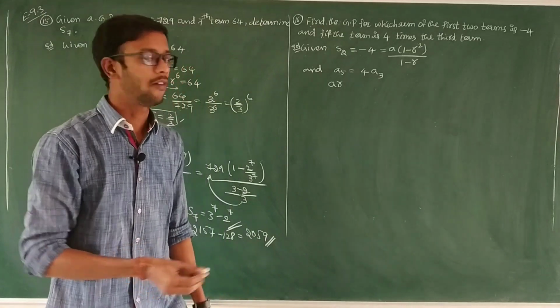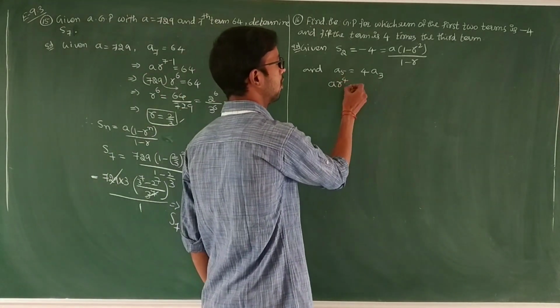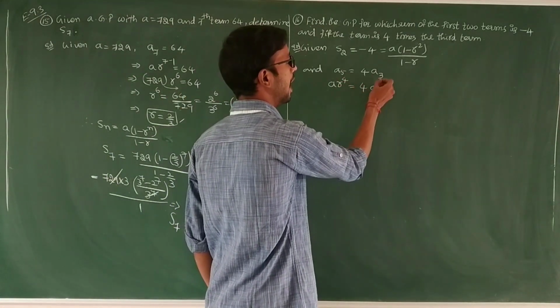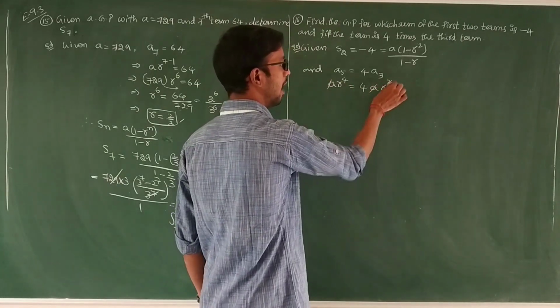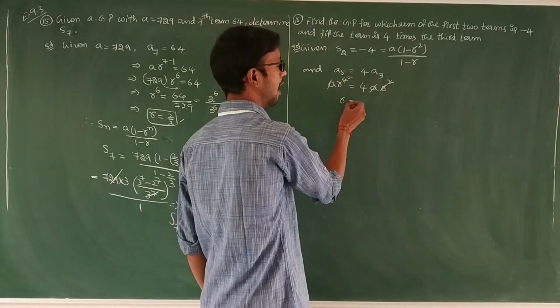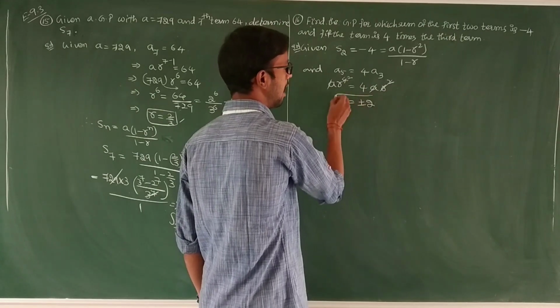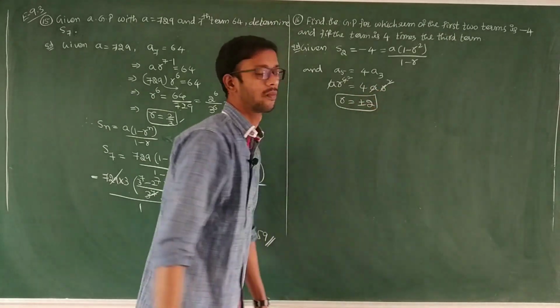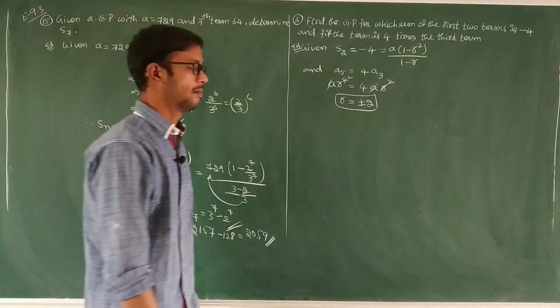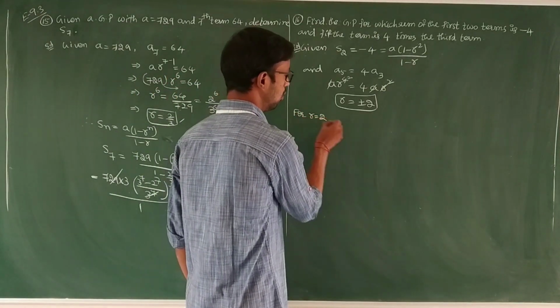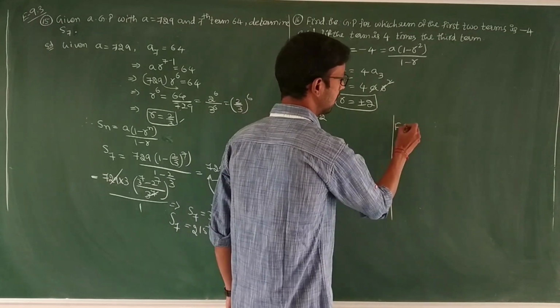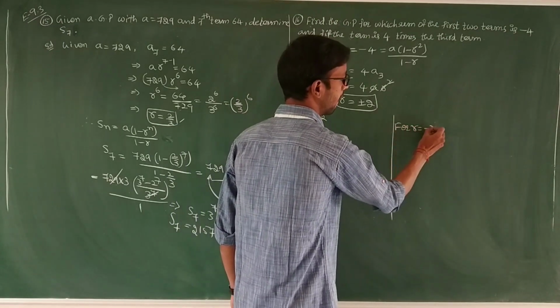A5 means AR power 4 is equal to 4 into AR power 2. Here A gets cancelled, R square gets cancelled. R is equal to plus or minus 2. R is equal to plus or minus 2. So for R is equal to 2, and R is equal to minus 2.